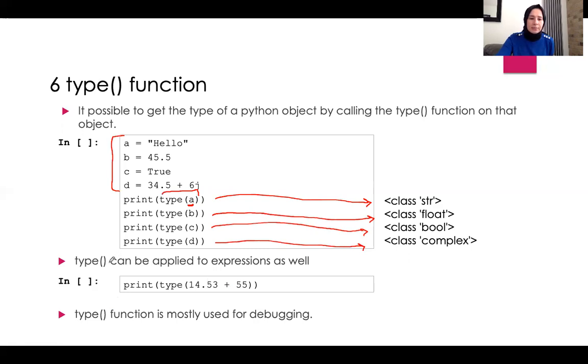And we can apply the type to expressions as well. Look at this example here. We have the type and we have an expression here, and we can get the type of this expression when we run this code, and this will produce float. And we use the type mostly for debugging.